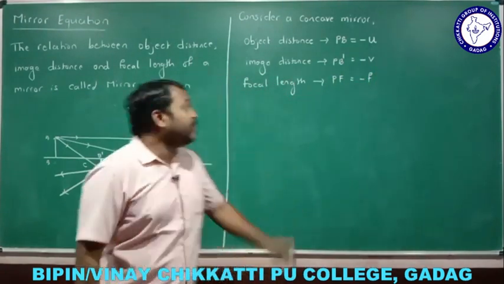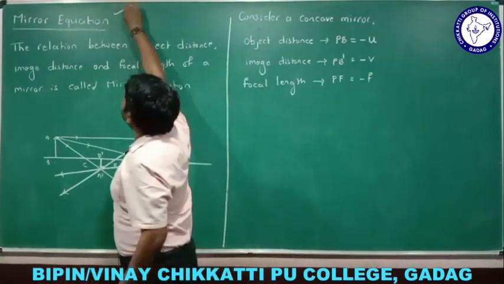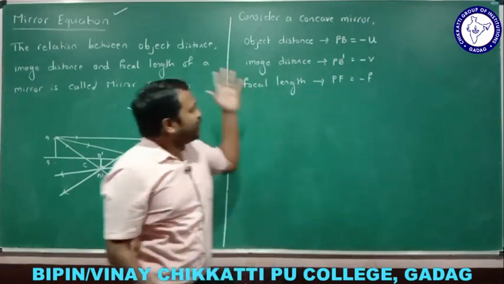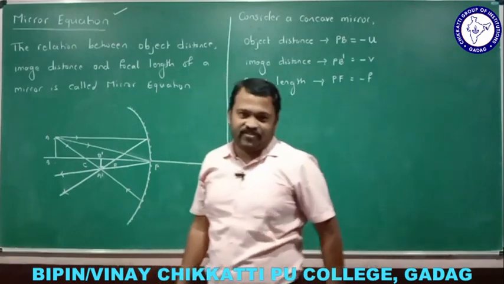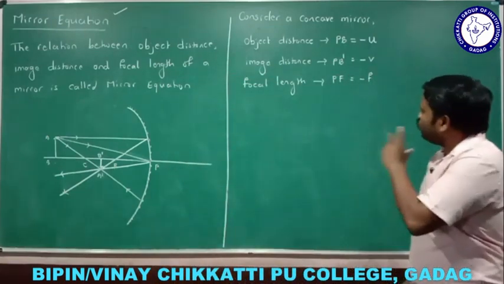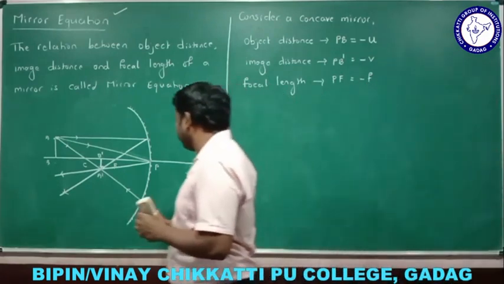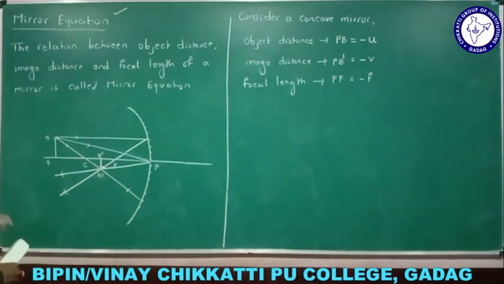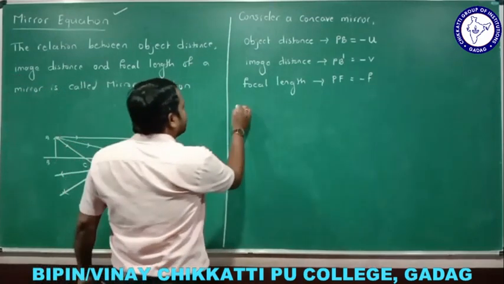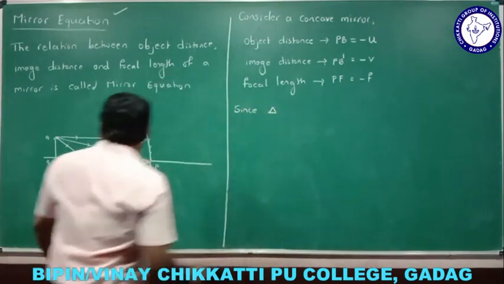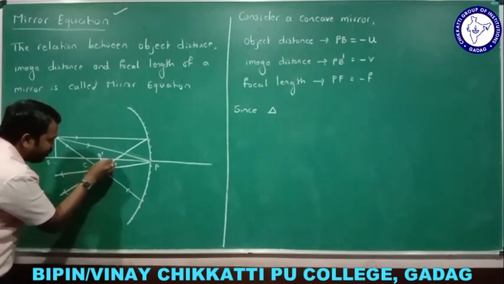The relationship between object distance, image distance and the focal length of a mirror is called the mirror equation. Let me find the relationship between these three, U, V and F. In order to find this relation, let me take some triangles. Let me take triangle A dash B dash F. This is the triangle which I am considering.